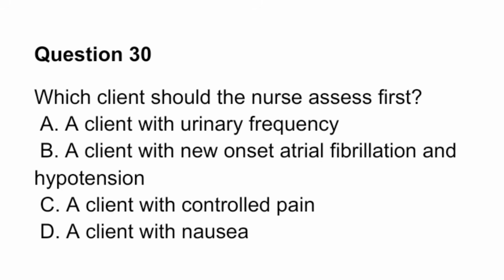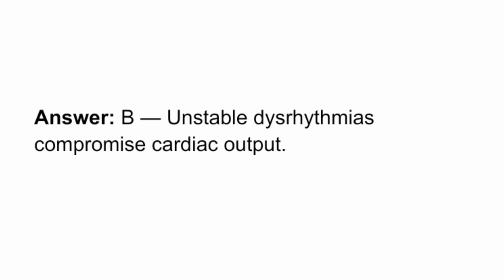Question 30. Which client should the nurse assess first? A. A client with urinary frequency. B. A client with new onset atrial fibrillation and hypotension. C. A client with controlled pain. D. A client with nausea. Answer B. Unstable dysrhythmias compromise cardiac output.